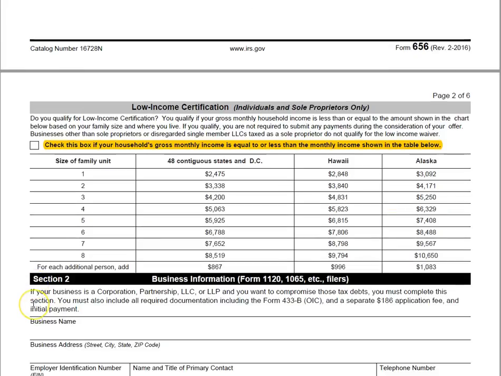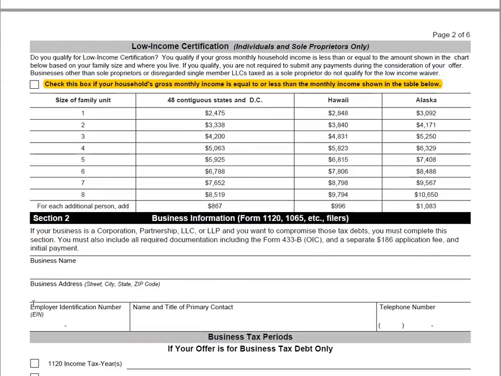Moving on to the second page of this form, you'll remember on the first page, one of the first things I said was that you have to have a $186 application fee and an initial payment to submit an offer and compromise. However, this could be waived if you qualify for low income certifications. So you would check this box if your household's gross monthly income is equal to or less than the monthly income shown in the table below.